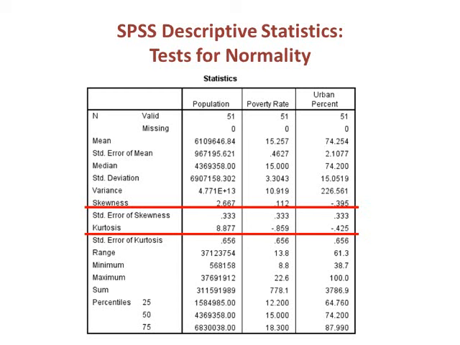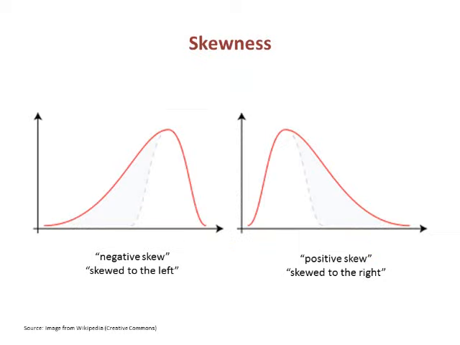Here are the statistics on the output. Skewness describes the wobble or lean of the distribution. The normal distribution is symmetric, but a distribution that is skewed is asymmetric, leaning one way or the other. We describe the lean using the location of the long tail.